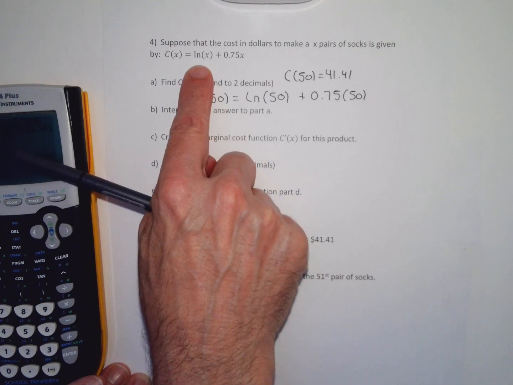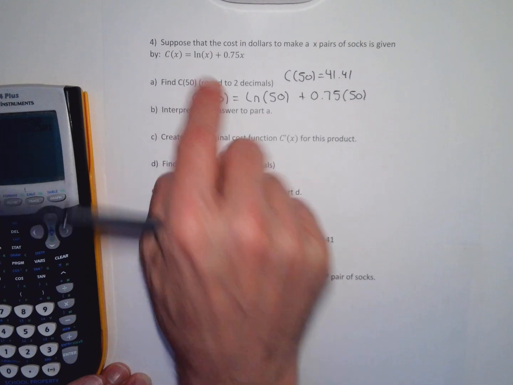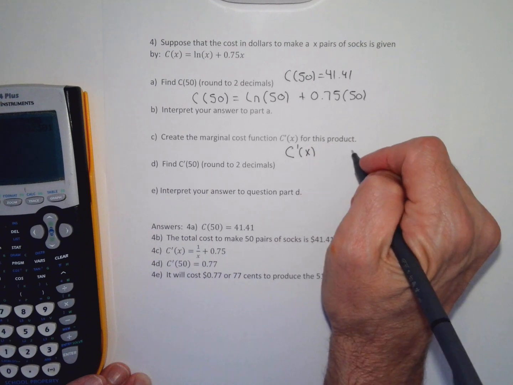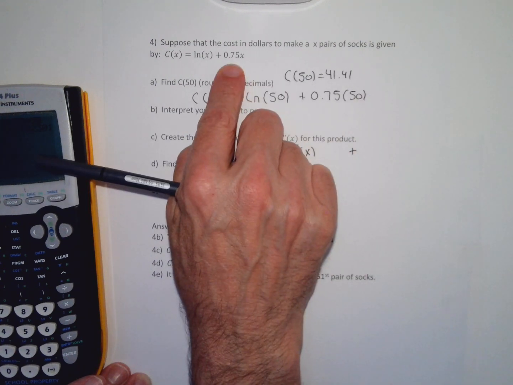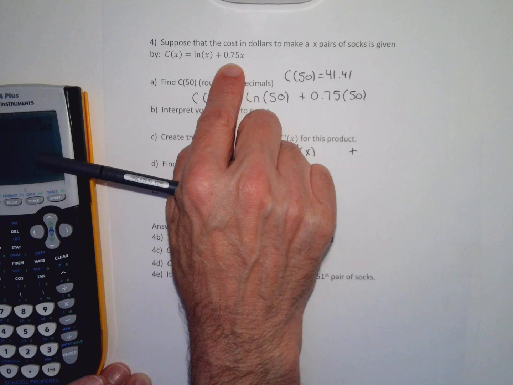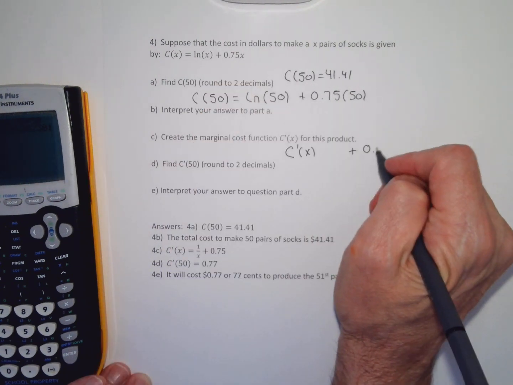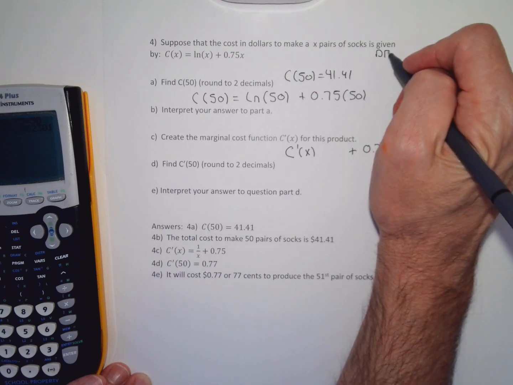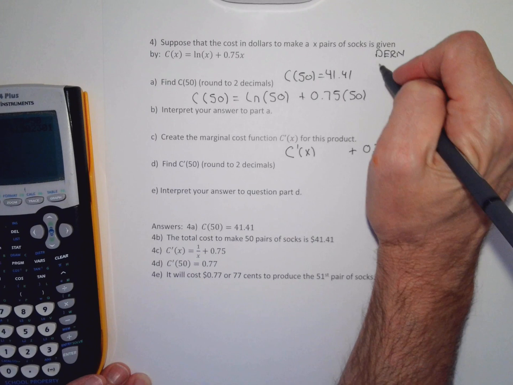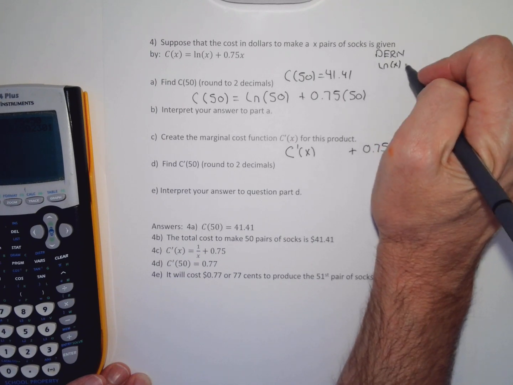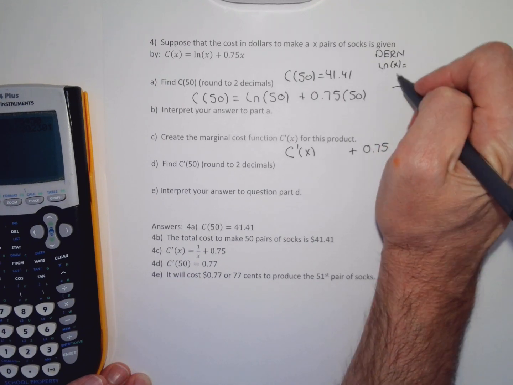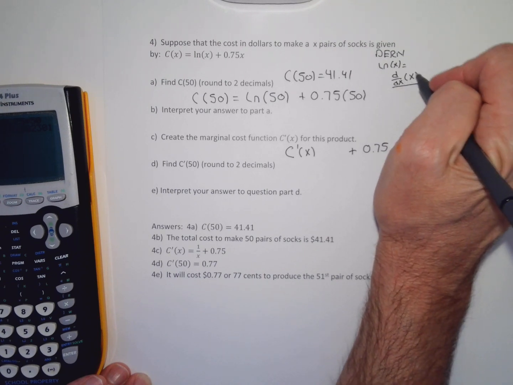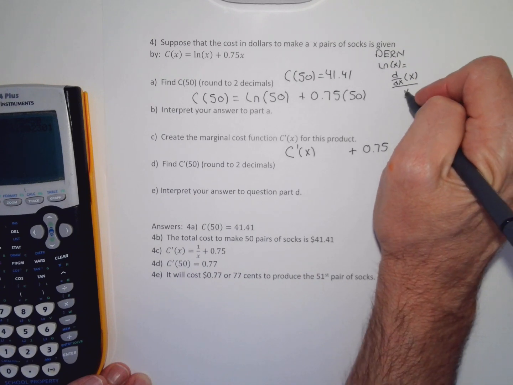I need to take the derivative of the ln of x, which is a little bit harder. So the marginal cost function is going to have 2 components. One component is the derivative of 0.75x. Since that's a first power term, it's just 0.75. But I also need to do the derivative of the ln of x. And how do I do that? I create a fraction, and in the numerator of that fraction, I write the derivative of what's in the parentheses, and in the denominator of the fraction, I write what's in the parentheses.